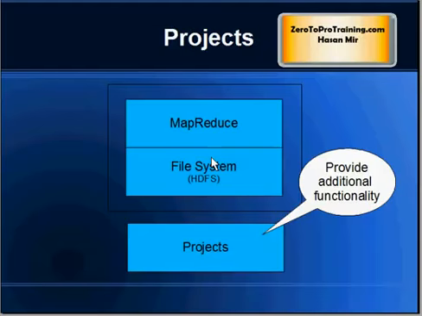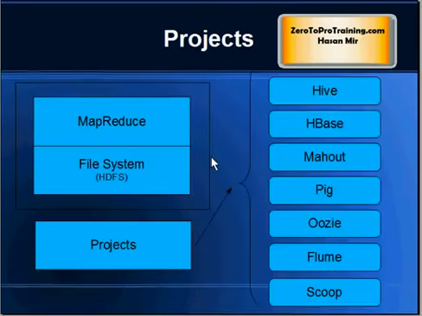So we understand that MapReduce and the HDFS file system are the two main components of Hadoop. We also said that Hadoop is a set of tools. It's not the name of one software. So these are the projects and tools that are managed by Apache.